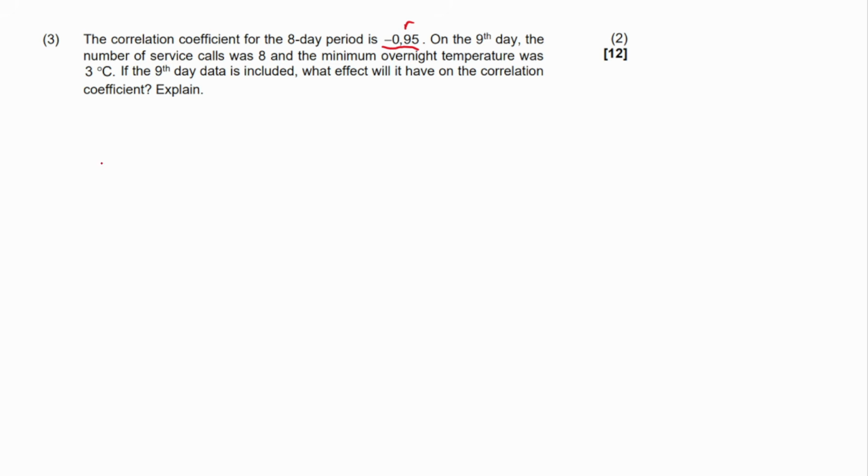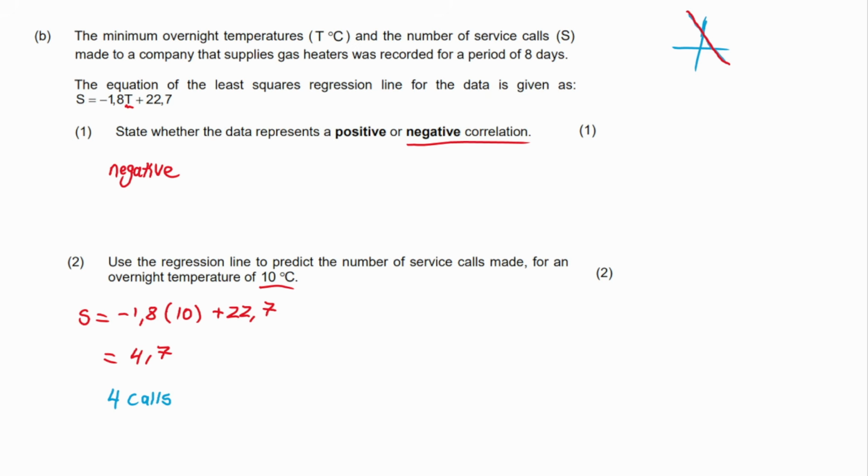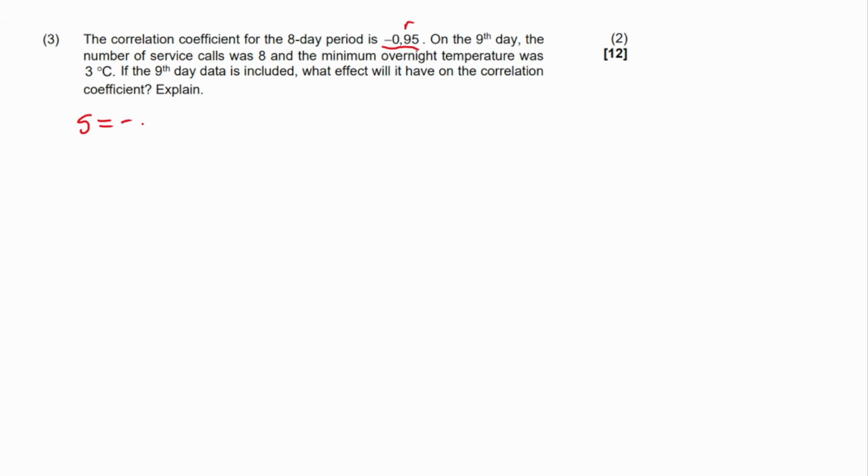If we look at our normal equation for the service calls and temperature, it's given over here, so I'm going to rewrite it for us. S is equal to negative 1,8T plus 22,7. If we plug in our T over here, because remember this is our T and this is our S, we get negative 1,8 times our T of 3 degrees plus 22,7. If we put that in our calculator, we get 17,3. So 17 rather.